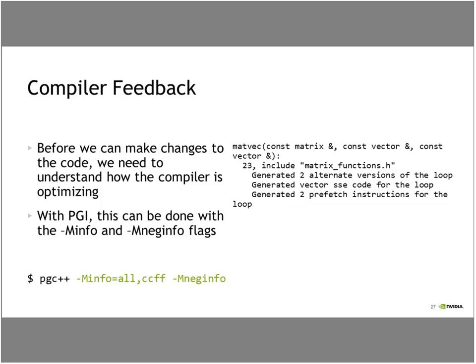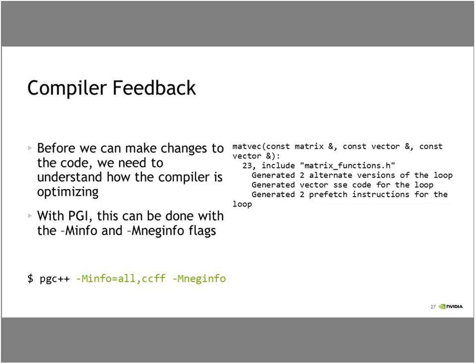So minfo and mneginfo, and the line down the bottom here is how you would apply that to your code. Minfo equals all. That all says tell me everything you know. And this CCFS is a way of getting this information into the tools, which you'll see in a moment how that works. On the right, you can see the feedback for that MATVEC function, and it tells us it was located in matrix_functions.h at line 23, and it tells us some of the optimizations it performed on the loop.